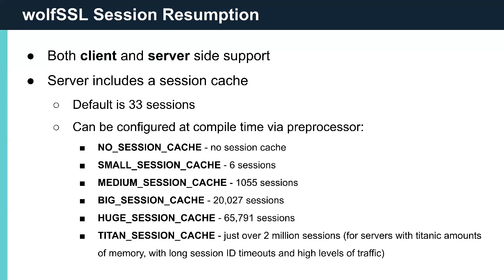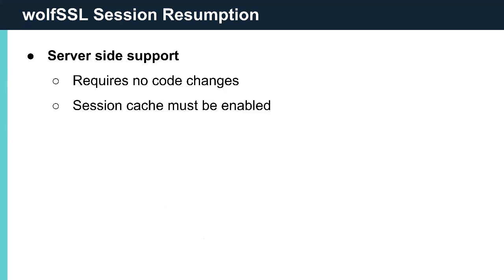You can have a small session cache, which is only 6 sessions, a medium session cache, which has 1,055 sessions, a big session cache with 20,027 sessions, a huge session cache with 65,791 sessions, or what we call a Titan session cache, which handles just over 2 million sessions. Titan name coming from servers with titanic amounts of memory. For server-side support, you don't have to make any changes to your application code. You just have to have the session cache compiled in and set to your desired size.